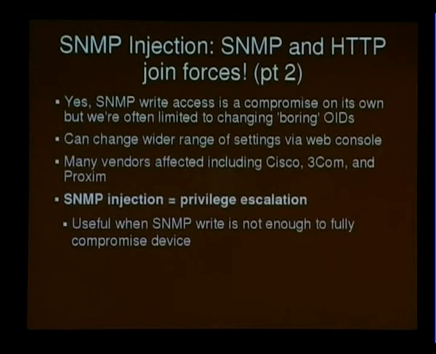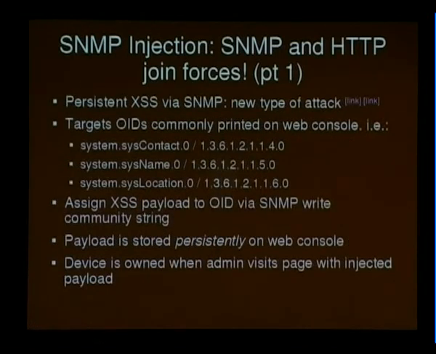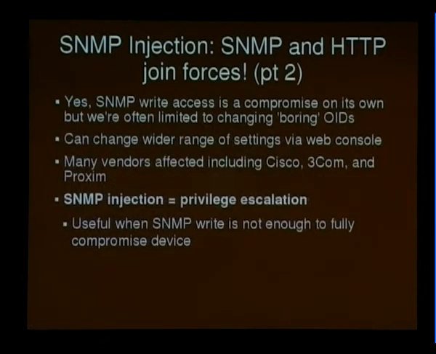So a common example, if you look at these 3 different OIDs, so we have system name, contact name and location. These are 3 different OIDs that are very commonly printed on the web interface. Remember, you have write access through SNMP, but you're limited. You can only change certain OIDs. Now you need to sneak your payload through SNMP onto the web console. So next time the administrator logs in, boom, you compromise the device, right? So that's the idea. You can think of it as a privilege escalation attack, really.